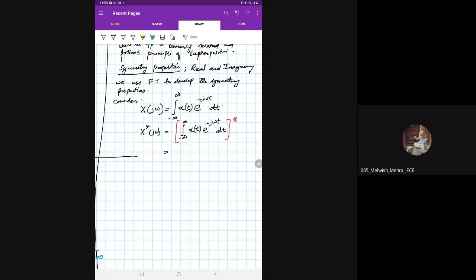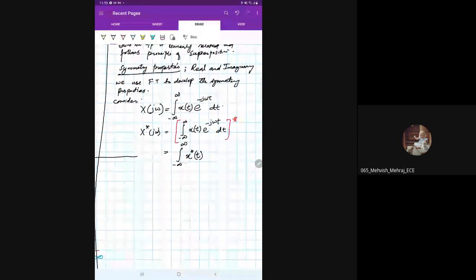So you will have the same integral from minus infinity to plus infinity. We don't know whether x of t is real or complex, so let us assume that we still have to find its conjugate. The conjugate of x of t will be x conjugate of t, x star of t. We have not elaborated it right now.